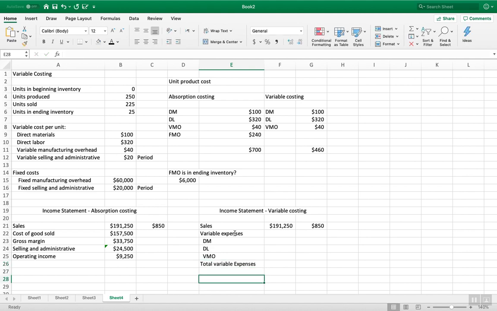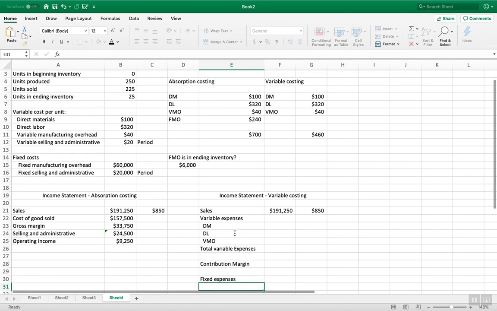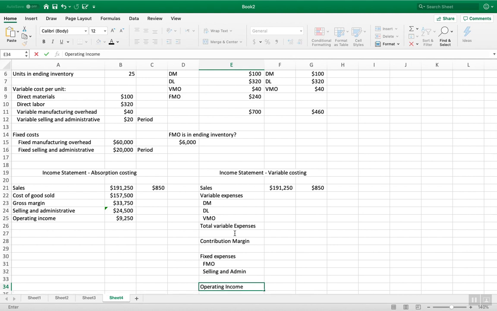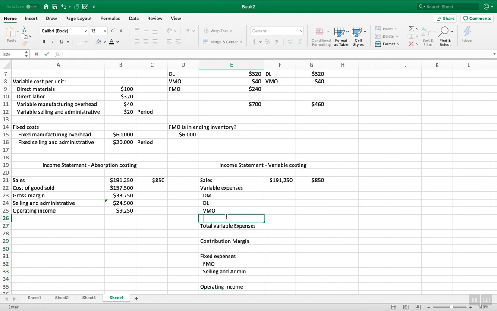Now, what happens after you subtract sales minus variable expenses? You have contribution margin. And then we have our fixed expenses: fixed manufacturing overhead and selling and administrative. And from that, we have our operating income. I actually need to move all this down because I forgot my selling and administrative. I should be consistent and put admin. Okay, so again, I wanted you to see what that looks like.